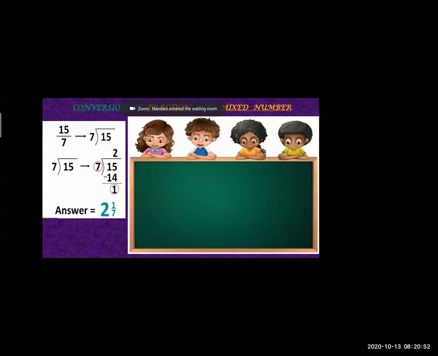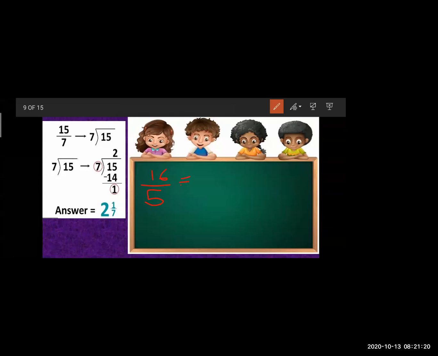Now we will do one sum by ourselves. Firstly, we have seen the example. One sum we will do by ourselves. I would love to give you the sum, that is 16 upon 5. This is my sum. I have to convert it into a mixed number. Can anyone help me? What am I supposed to do? Anyone? Just unmute yourself and you can talk.